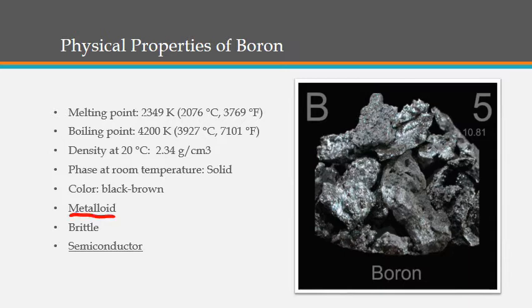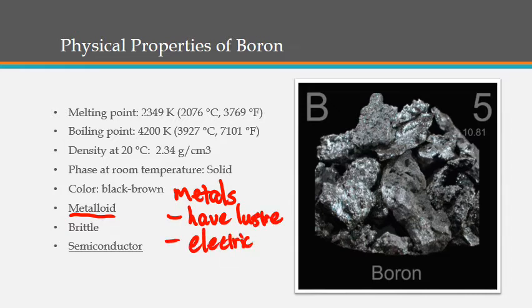Notice that boron is a metalloid. What does a metalloid mean? A metalloid means that this element has 2 of the 3 properties of a metal. So what are the 3 properties of metal? Metals have luster, they conduct electricity, and metals are malleable. So which one does boron not have? Boron is not malleable. Boron is brittle, and that is why it is a metalloid, not a metal.